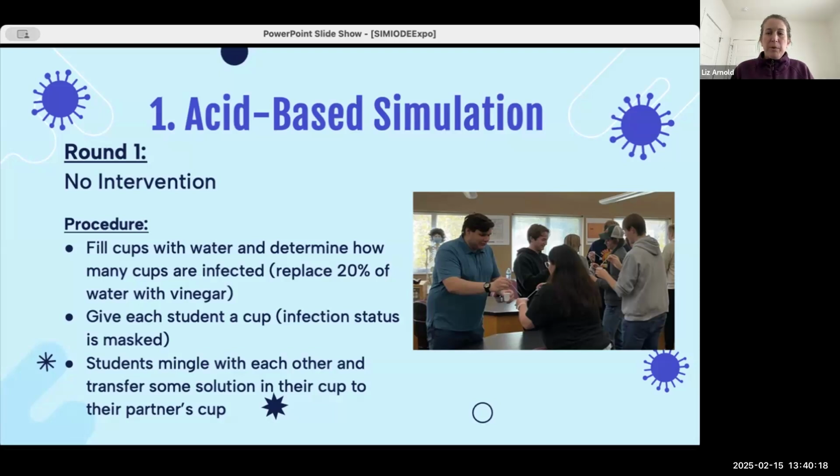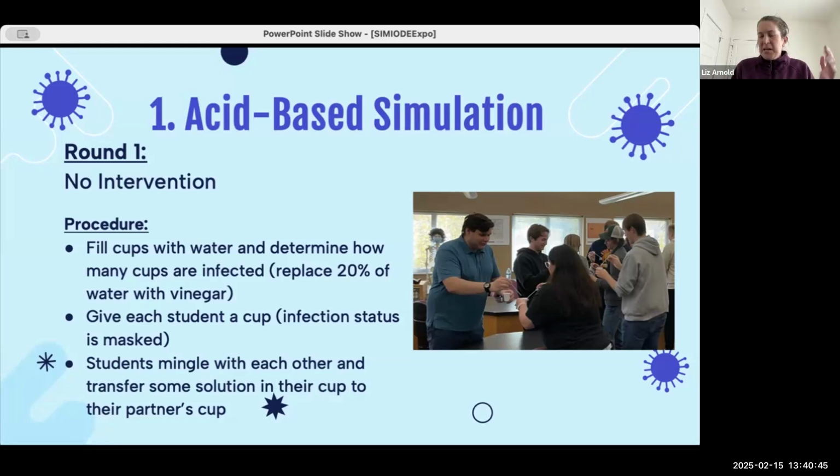And then what we do is all the students come up, they grab a cup, they go back to their seat, and then we ask them to get up and just mingle with each other, go talk to each other. And you can make this fun of like, well, what did you do over the weekend? Or we've also had them talk about homework problems. And when they meet with someone, as you see in this picture, they take their pipette and they exchange some solution in their cup to their partner's cup.